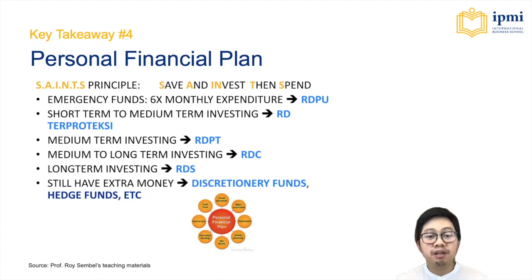Basically, the principle is SAINS: Save and invest, then spend. For short-term to medium-term investing, you can go to reksadana terproteksi. And for long-term investing, you can go to reksadana saham, which is more volatile than the other reksadana, and so on and so forth.